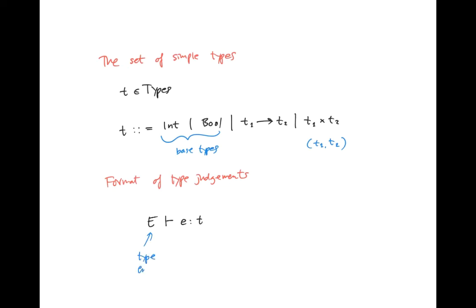And the type environment, what's that? E is a function, it's a partial function in fact, from the set of variables to the set of types. So now we know what type judgments look like. All we need to do now is describe what type judgments are valid, and to this end we have type rules.